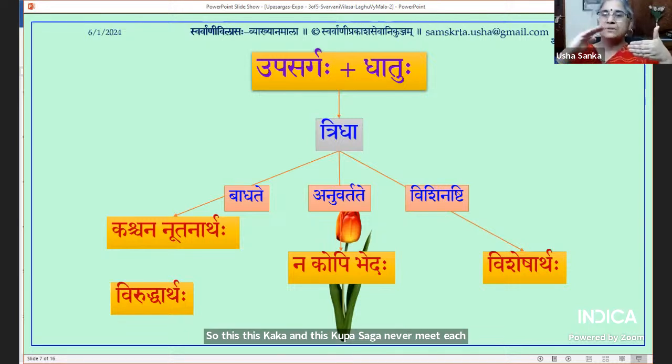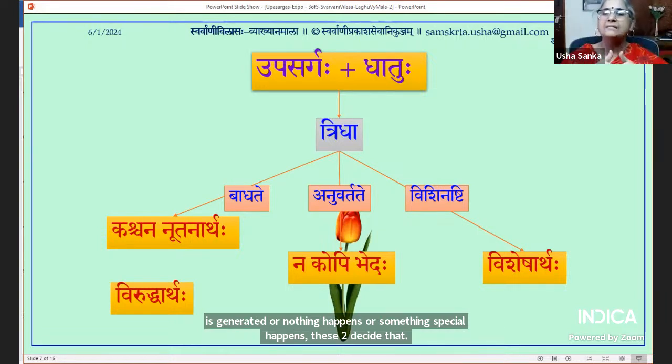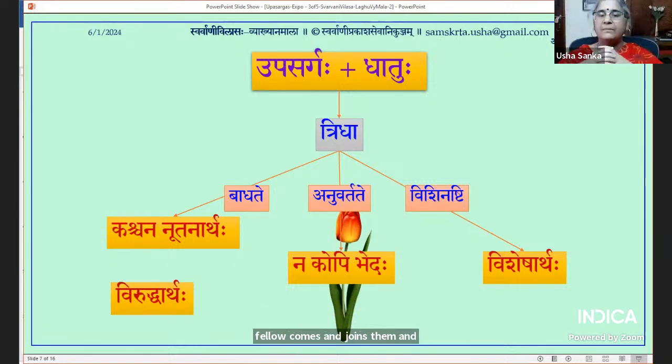What happens is, the dhatu shakes hands with the upasarga, and a new meaning is generated, or nothing happens, or something special happens. These two decide that. Now they both join with the pratyaya. Now the third fellow comes and joins them, and here forms the sayable word. Sayable means that which we can use, the usable word in the world. So what is generated is like, I go. I go is different from to go. To go is not there in the world. To go is a dhatu, a verbal root. But I go is a usable word.